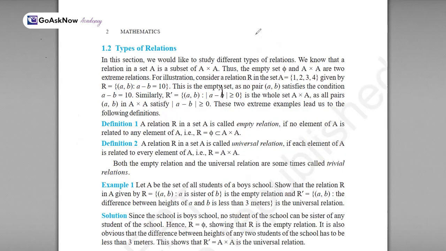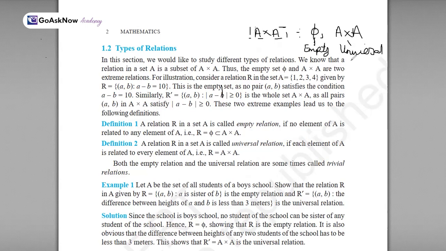I have already told you that A cross A is the Cartesian product of a set on itself. So the empty set phi and A cross A are the extreme relations. It has some subsets, one is phi and another is A cross A. Any subset of A cross A is a relation also. So this relation is the empty relation on A cross A, and this is the universal relation on A cross A.